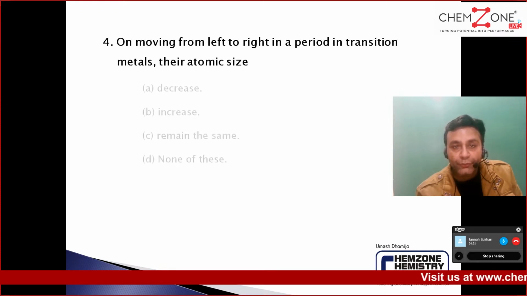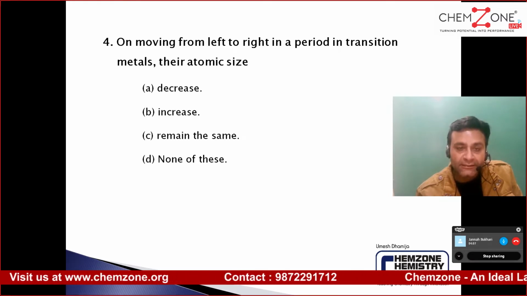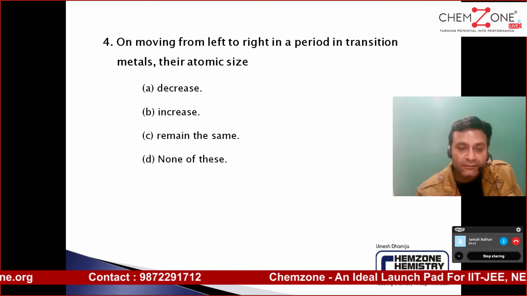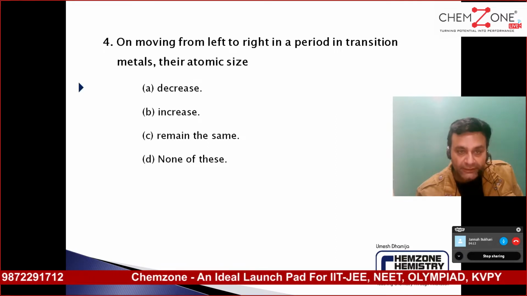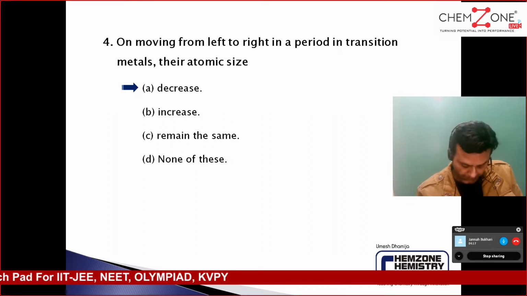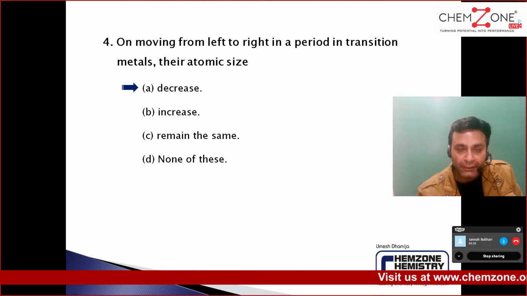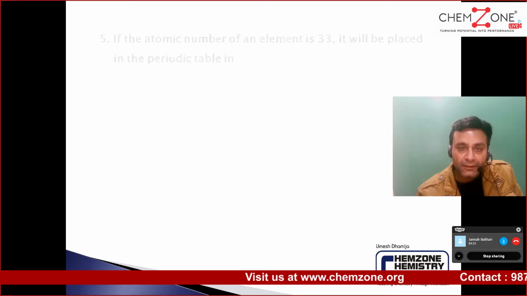On moving from left to right in the transition metals, their atomic size decreases. You know why? Is it because there are more protons? The number of shells remains the same, but nuclear charge goes on increasing, right? So attraction goes on increasing and the size decreases, right?